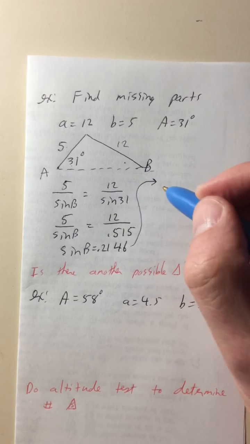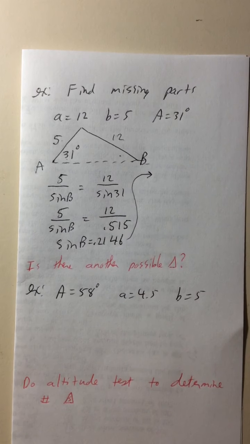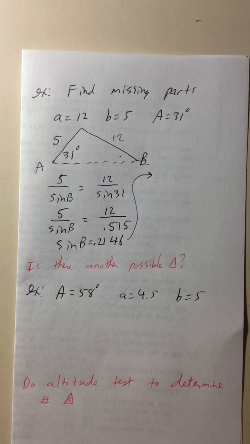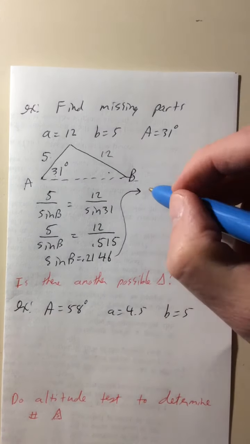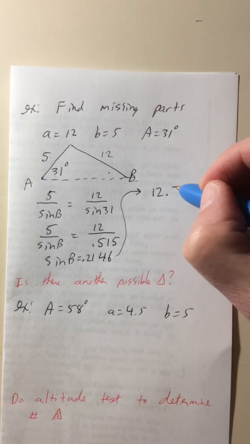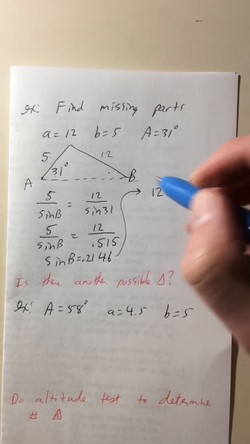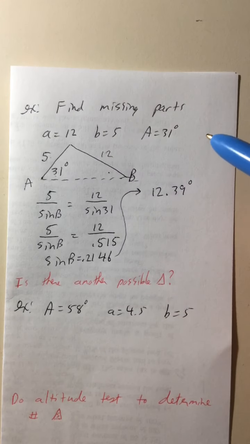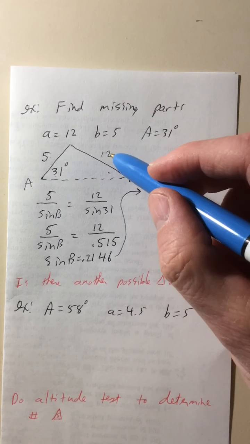We need to actually know what B is, so we just do the arc sine of that. So we do second sine of 0.2146 equals, and that's 12.39 degrees. So that's that angle right there. And we have that side.